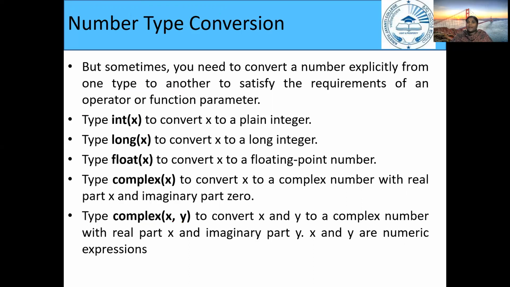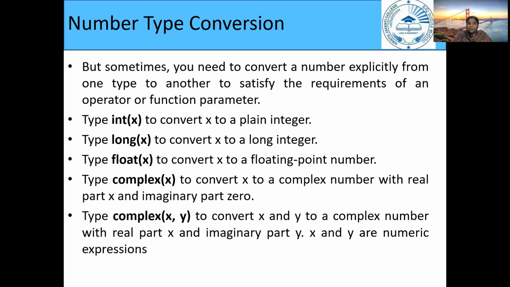Say for example, I have entered 10.20, which is a float value, but I want to take only an integer part of it. So what I will do, I will write int of x. Next, if I want to convert into a long integer, long of x. If I want to convert into a float value, float of x. If I want to convert into complex, complex of x. If I want to convert with the imaginary value, that is complex x comma y.